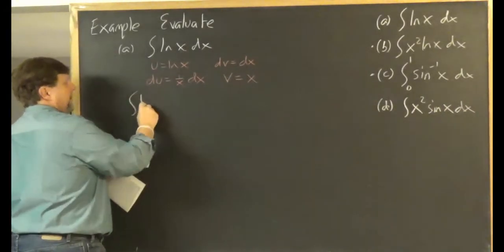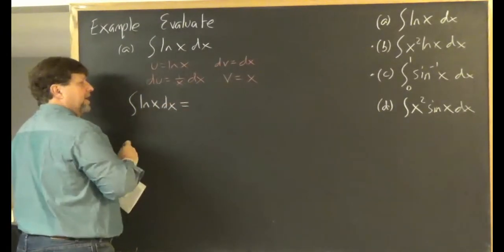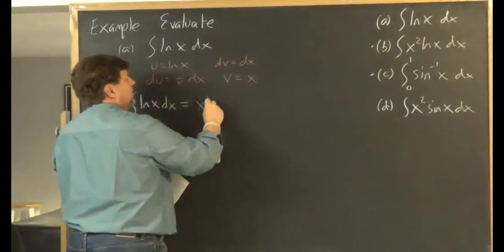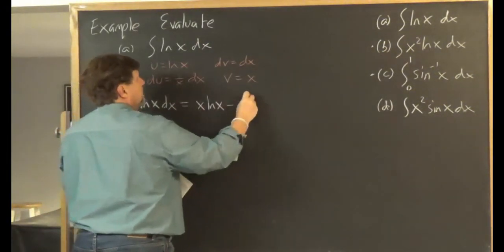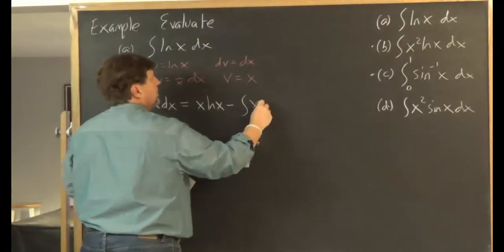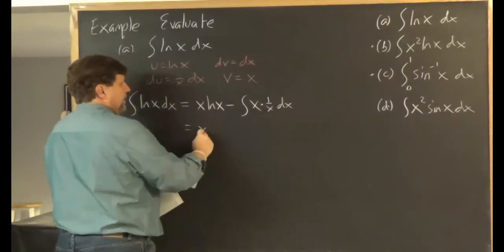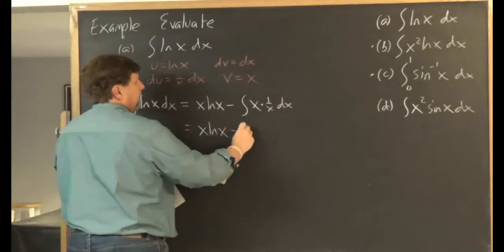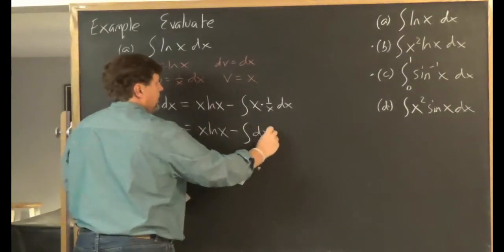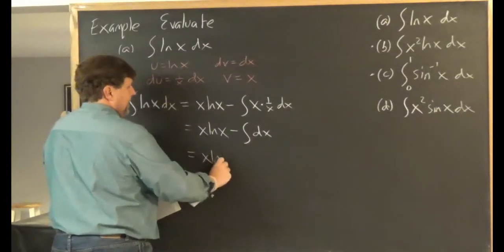So write down the original integral. Crank it through integration by parts. U times v minus the integral of v du. Well, this one isn't too bad now. Look at it. That second integral, x times 1 over x, that's just 1. So the antiderivative of 1 dx is just x.